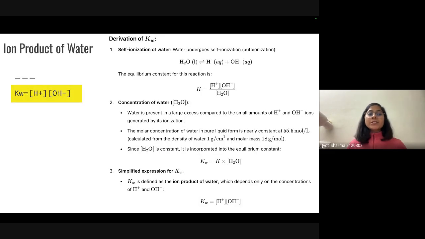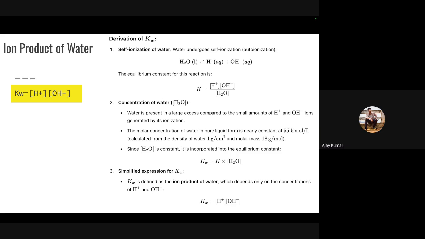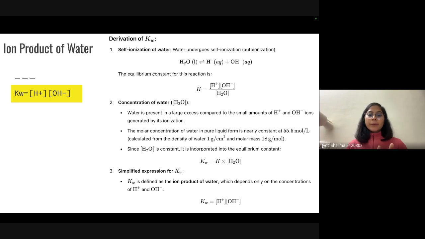Anyway, let's talk about the ion product of water. What does it mean? Water undergoes self-ionization, which is known as auto-ionization. So H2O will dissociate into H plus ion and OH minus. The equilibrium constant will be the product, H plus and OH minus, that is, the multiplication of the concentrations of H plus and OH minus divided by the concentration of H2O. This will give you the equilibrium constant.